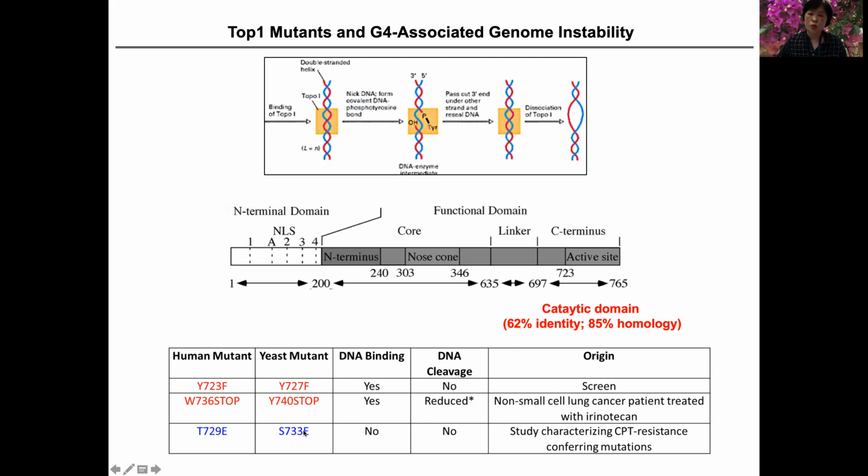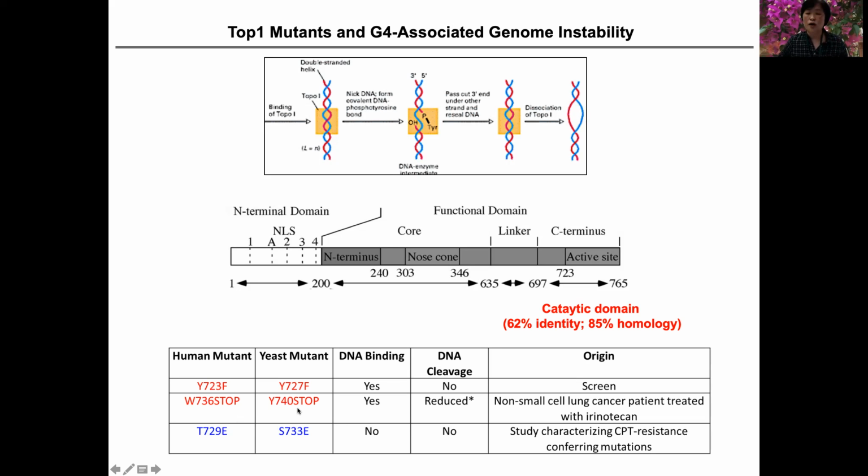So we wanted to see what would be the effect of expressing some of these mutants in yeast cells and looking at the recombination occurring at G4. We're expressing 3 different mutants. It's going to be kind of wordy to say all these names, so I hope you can follow me. Y727F is a catalytic mutant that has the very important catalytic tyrosine mutated. It was found in a screen for a catalytic dead mutant. But the other 2 mutants, Y740 stop and S733E, are analogous to the human mutants that are found in cancer cells that are treated with the drug and develop resistance.